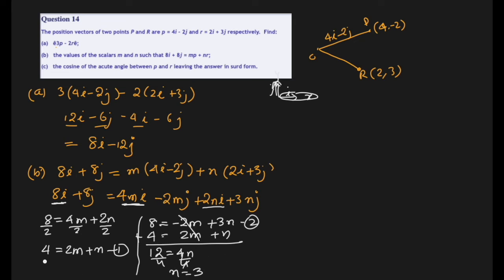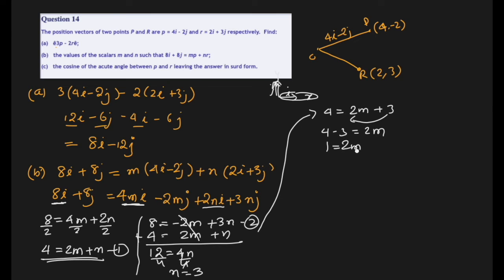And we can find m through which equation? Let's use this equation. So I will complete it here. 4 equal to 2m plus n. n is 3 now. 3 goes to the other side. 4 minus 3 equal to 2m. So 1 equal to 2m, and that gives us m equal to half. So we got m equal to half, n equal to 3.